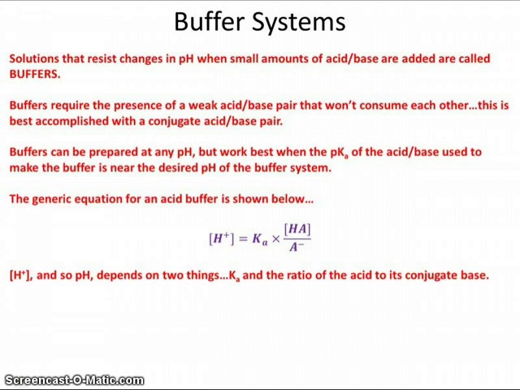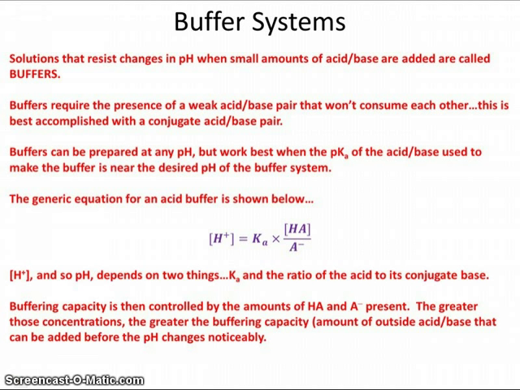So if we look at this, the hydrogen ion concentration, which is where we get pH, depends on two things. It depends on the Ka of the acid, which is inherent to the acid. It's not something that we can modify. And then it also depends on the ratio of acid to conjugate base, which is something that we can manipulate. So we can fine-tune pH and hydrogen ion concentration by manipulating the ratio of acid and base that we see.